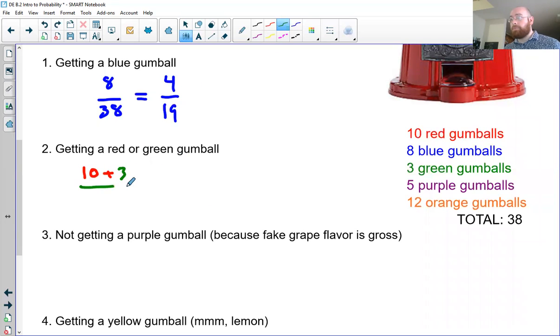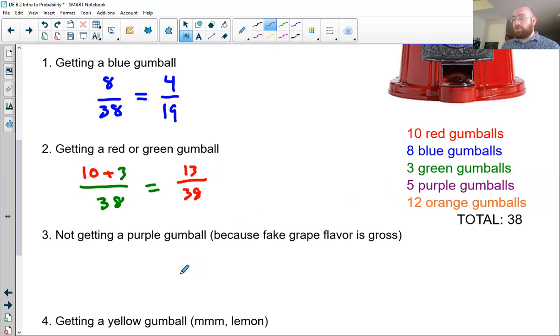Getting a red or green gumball, well, we have to add 10 reds plus how many greens? 3, all over the total amount, gives us a total of 13/38. Now, notice that there aren't any gumballs that are both red and green in this particular problem. So we don't have to worry about the case where any of them get double counted.